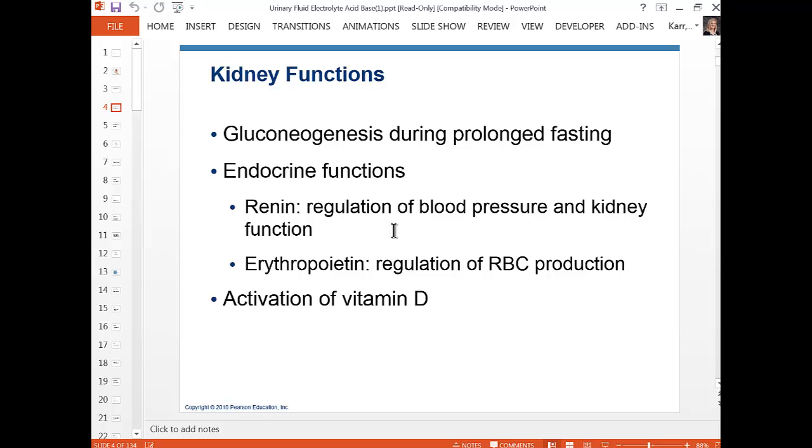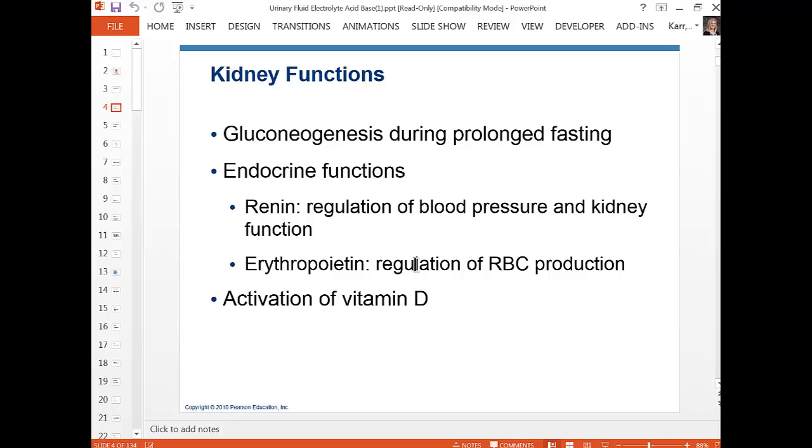So other functions of the kidneys, they can actually make sugar, make glucose during prolonged fasting. They secrete some hormones, 2 hormones they secrete. One we're going to talk about in this unit, and that's renin. Renin is something that helps control a falling blood pressure, so we'll talk about that. And erythropoietin, remember erythropoietin? EPO is how it's abbreviated. That is something that is secreted when oxygen levels are low. Erythropoietin is secreted, and that increases our red blood cell production.